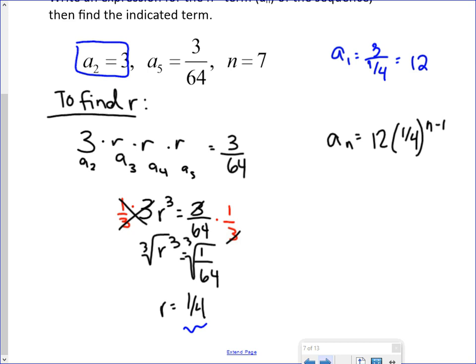And could I find the seventh term? Plug in 7 for n. On these geometric problems, a lot of times you're going to get some decimals. I would just say use your fraction button in your calculator and give exact answers. So I get a sub 7 is 3 over 1024.